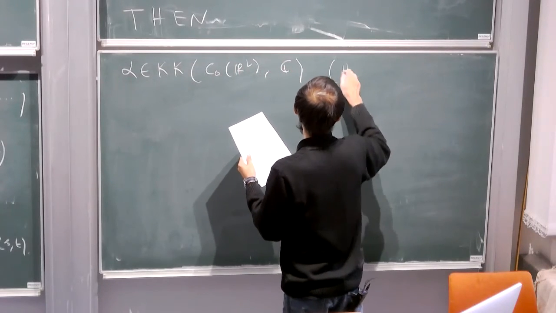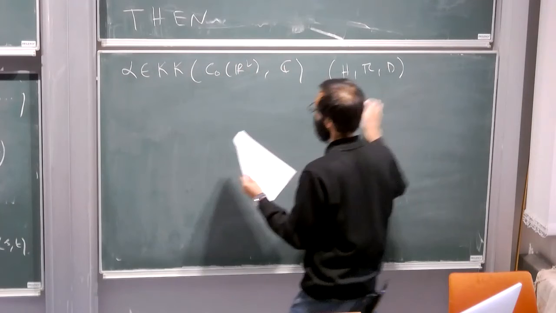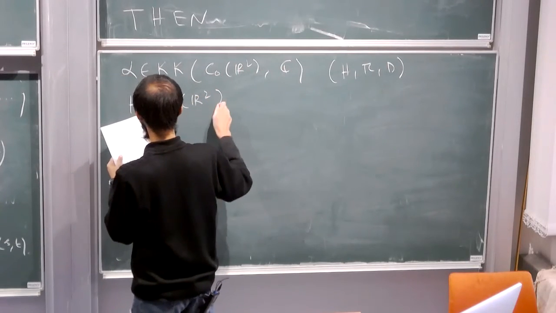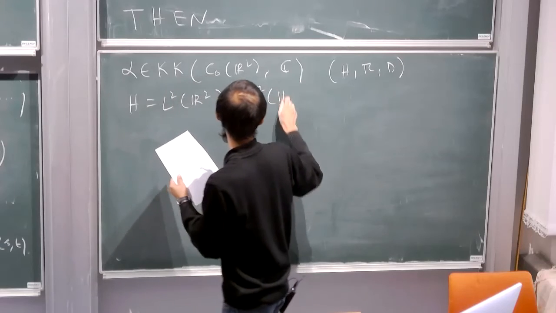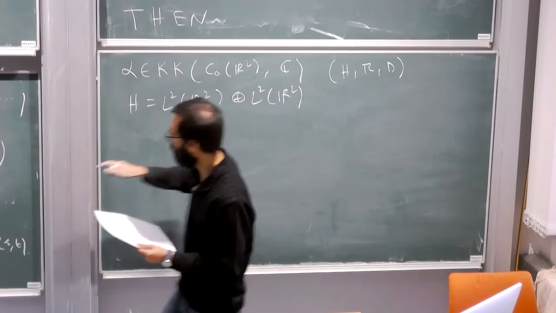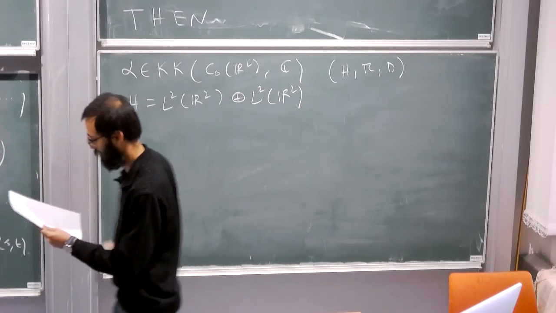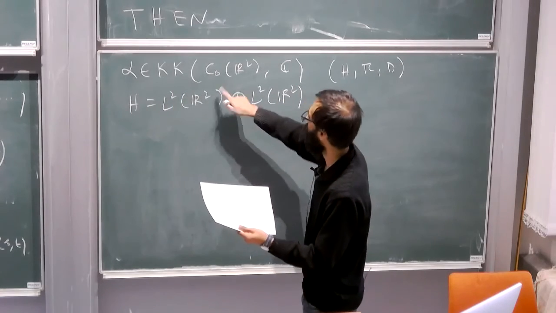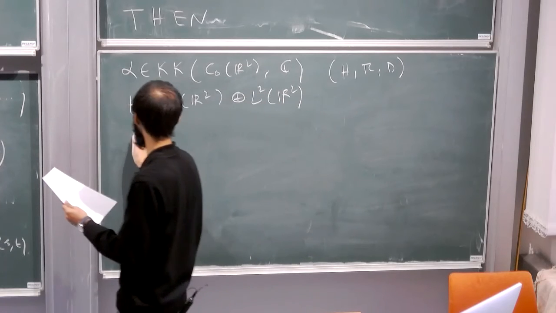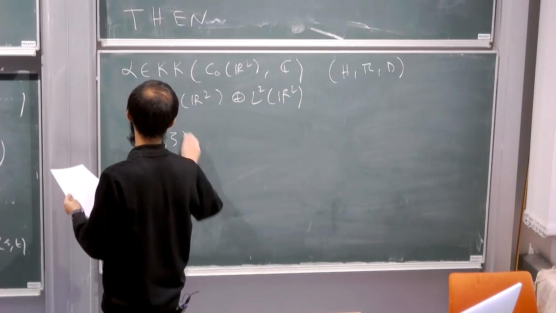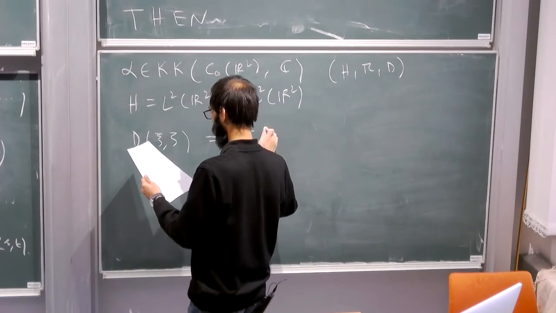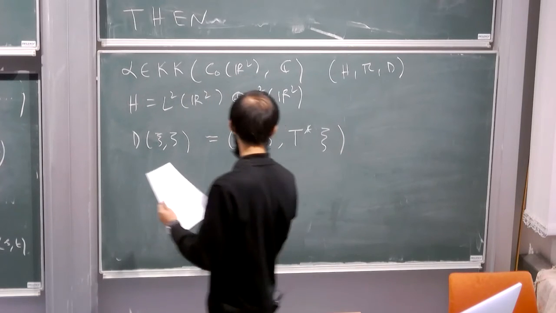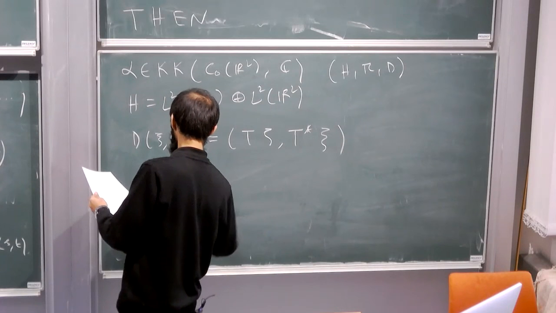To be the class of H, phi, D, where L2 of R2 directs sum L2 of R2. It's graded by the same techniques. Psi, chi goes to psi, comma, minus chi. Pi is the action by multiplication by a C0 function, and D is where T is defined using Fourier.